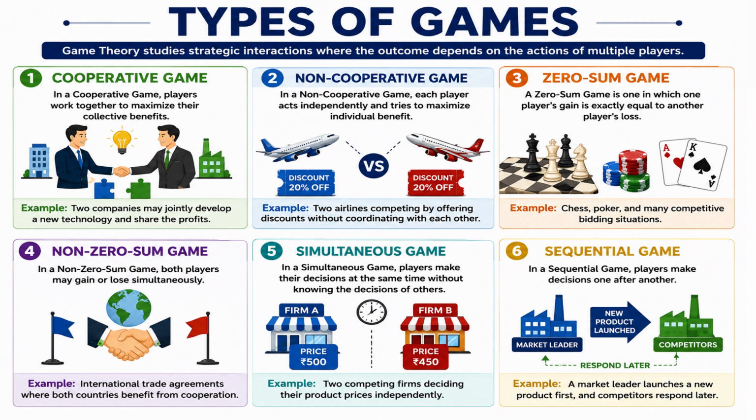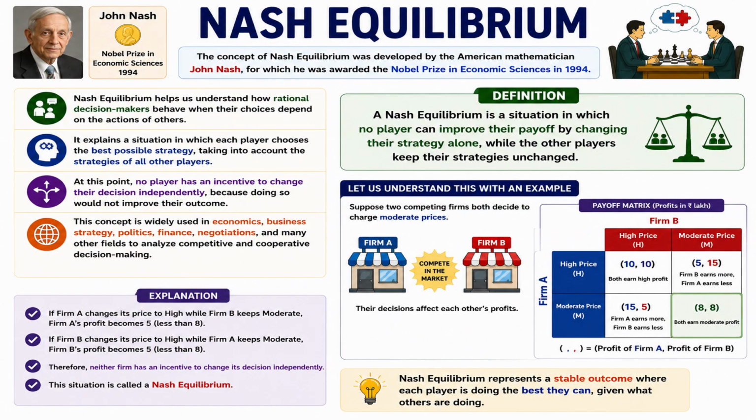Now, let us discuss one of the most important concepts in game theory, known as the Nash equilibrium. The concept of Nash equilibrium was developed by the American mathematician John Nash, for which he was awarded the Nobel Prize in Economic Sciences in 1994. Nash equilibrium helps us understand how rational decision-makers behave when their choices depend on the actions of others.